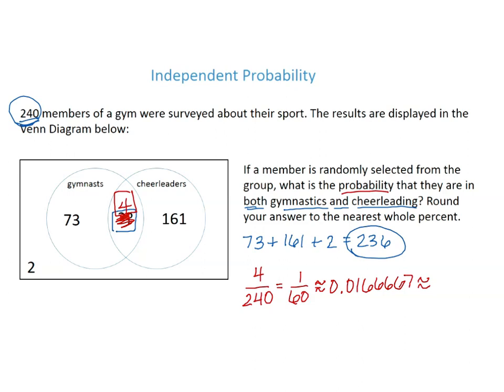So if we were rounding to the nearest percent, it would be 1.6, so it would round to 2%. Or you may be asked to round it to the hundredths place. In that case, it would be 1.67%.